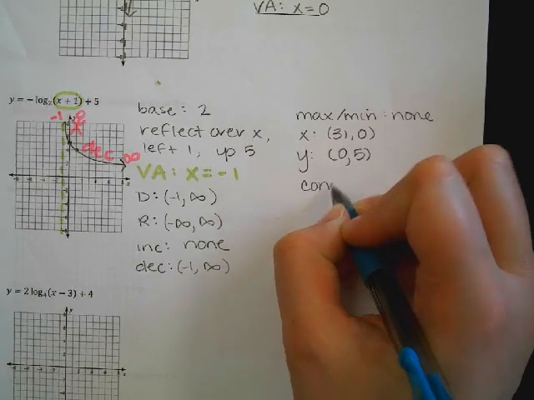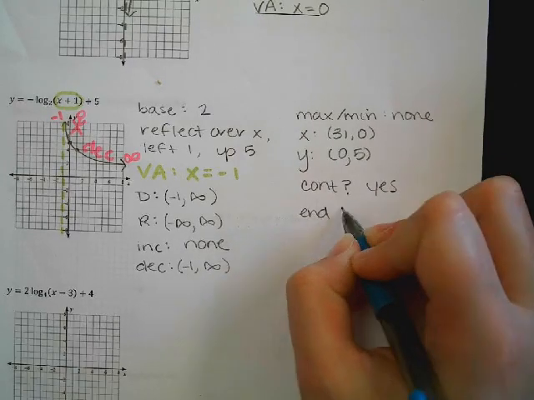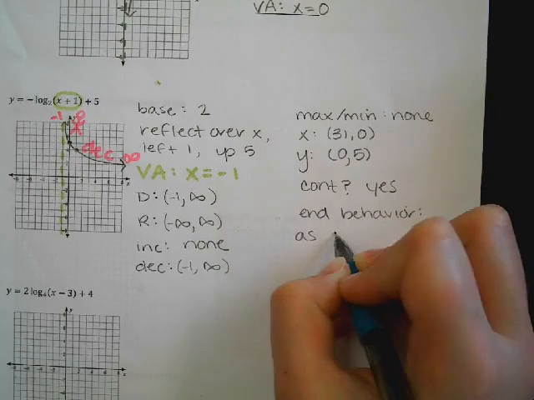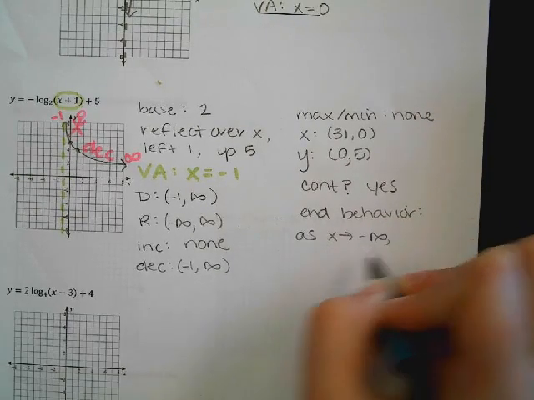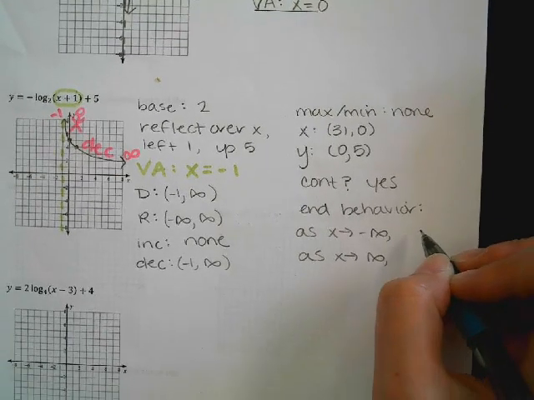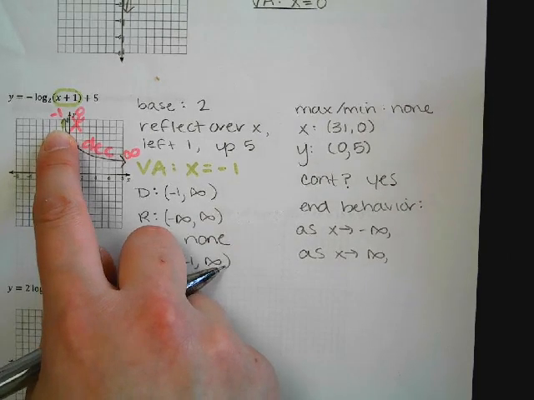Is the graph continuous? Yes. We also want to look at end behavior. So as x goes to the left forever, as x goes to the right forever. As I look to the left, my graph just stops. It does not go to the left forever.